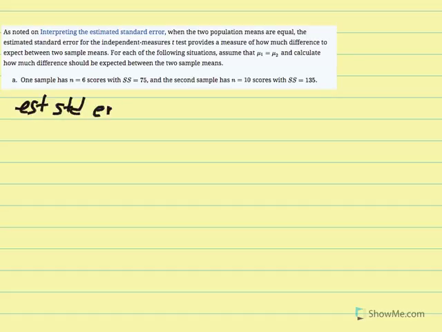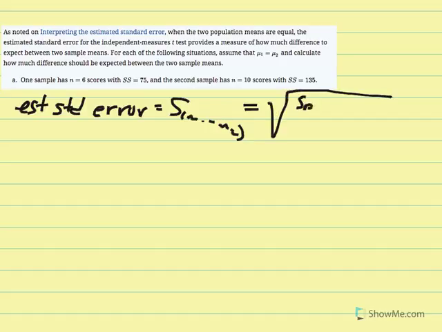standard error, which is equal to S_(M1 minus M2), and that's equal to the square root of taking our pooled variance over our sample size for our first sample added to the pooled variance divided by sample size for our second sample.